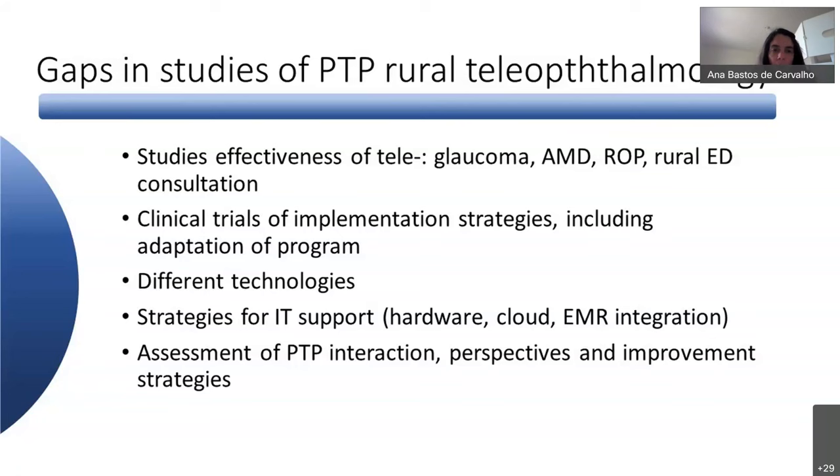Implementation science trials are also lacking substantially in teleophthalmology, and those need to be conducted very soon, namely the clinical trials for implementation strategies, including adaptation of programs for rural teleophthalmology. And then in these clinical trials or the implementation trials, we need to look at how different technologies integrate into the studies, and also what strategies we can provide to these primary care clinics in terms of IT support, which is very frequently necessary for this technology to be adopted effectively by providers and by clinics. Next slide, please.